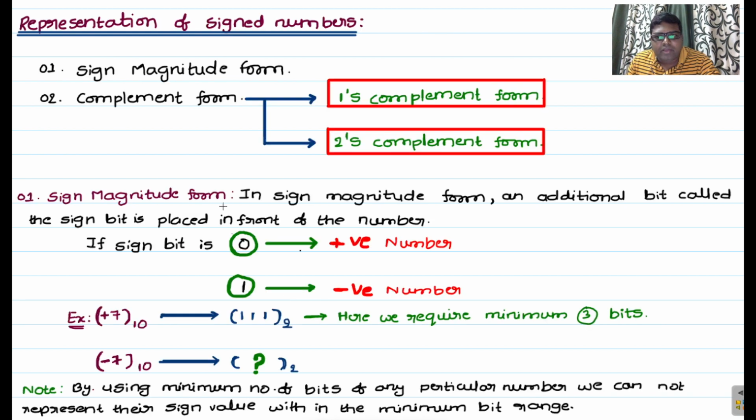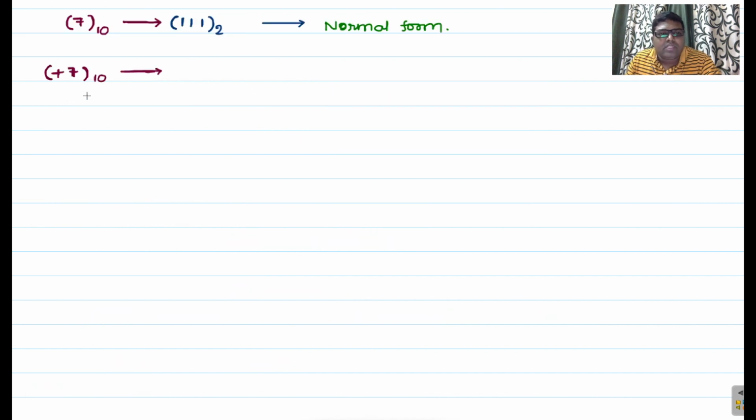The sign magnitude form means an additional bit called the sign bit is placed in front of the number in order to represent its signed value. So if I want to represent positive 7 or negative 7, we need to add one additional bit in front of the number. So this is plus 7. First of all, in normal form, we require a minimum of 3 binary bits. That I will take here: 1, 1, 1.